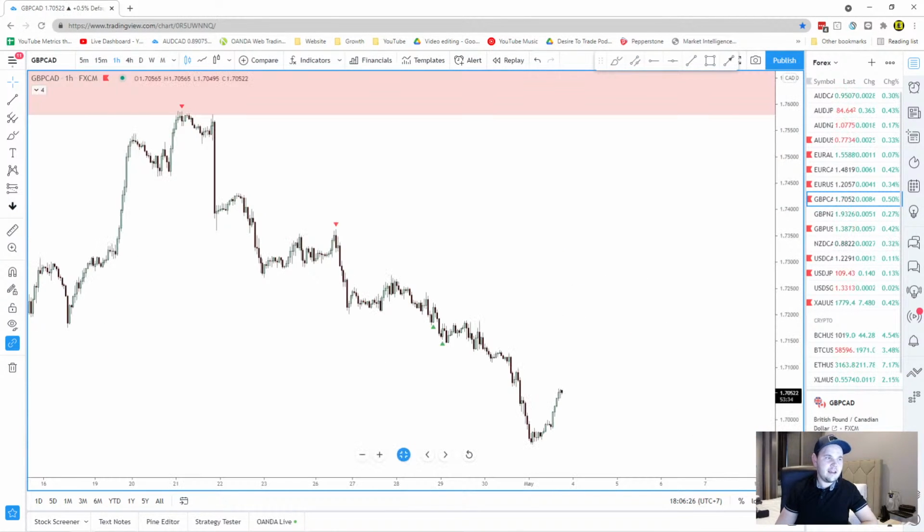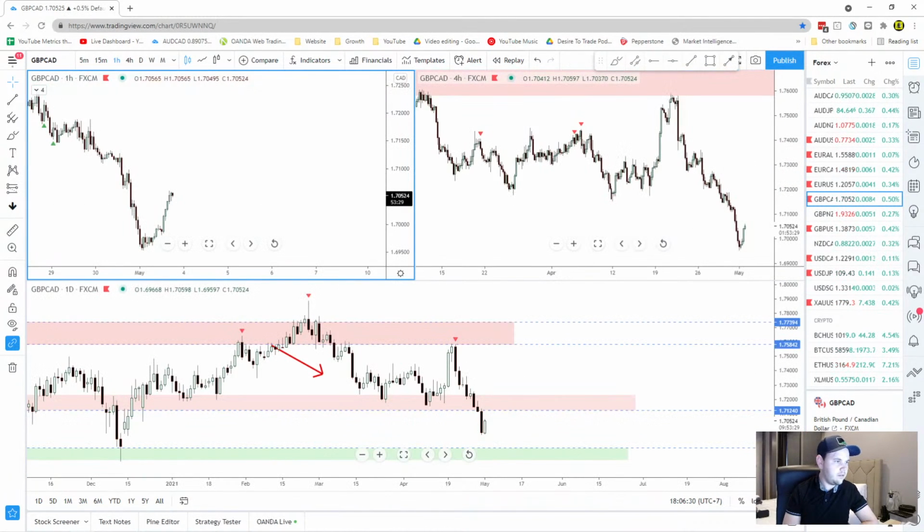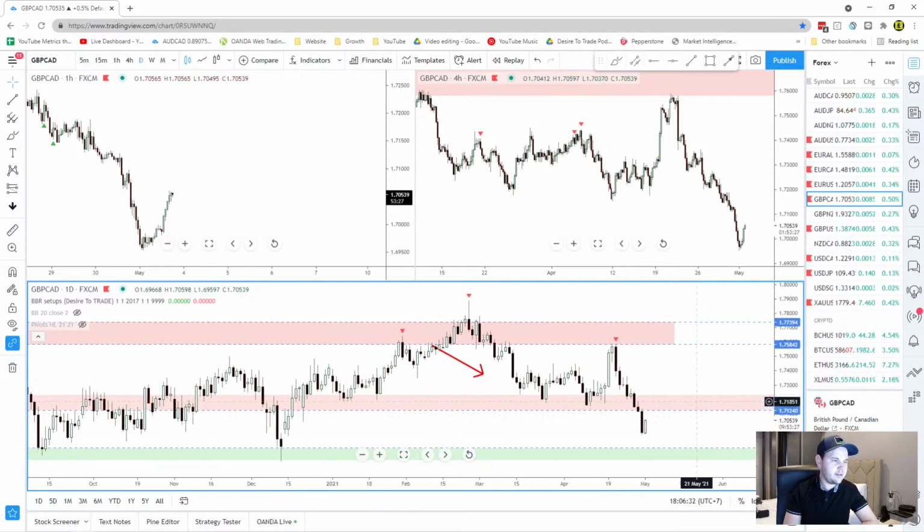Now, GBP CAD is in a weird spot. I just want to make this clear here, because last week I said this was at a nice bullish support zone. Now this changed, right?